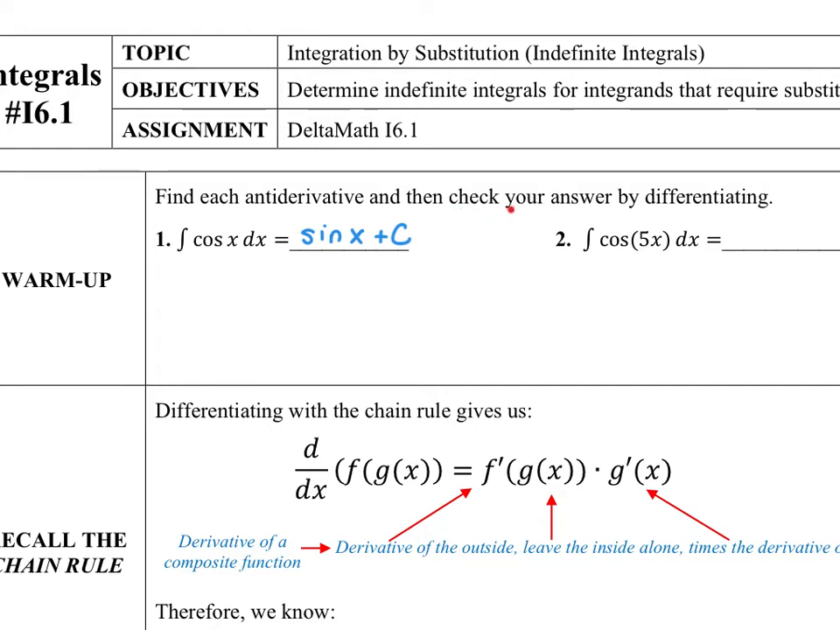I'm also asked to check my answer by differentiating. And I know that any antiderivative can be checked by doing the derivative of the answer. Derivative of sine x is the cosine x. Derivative of that constant is 0, and that checks out with my original problem.